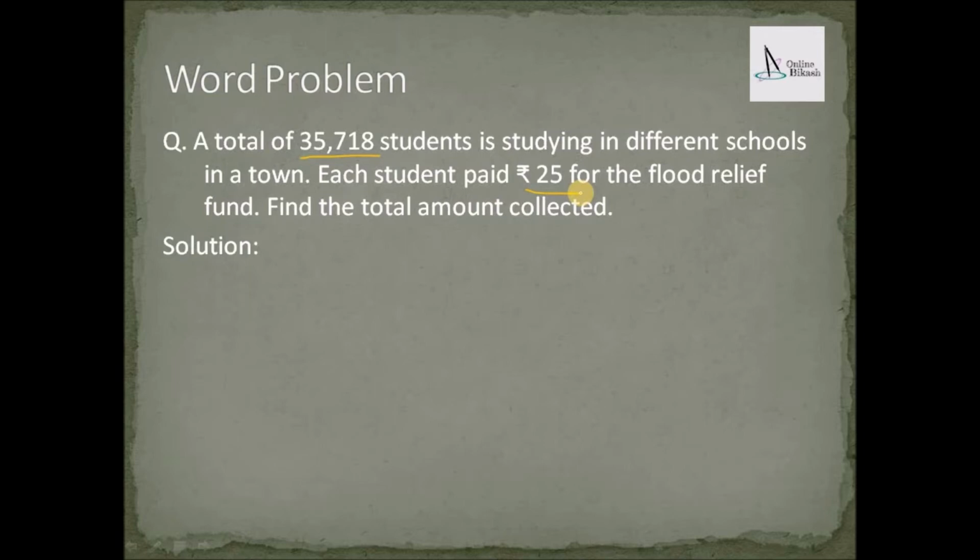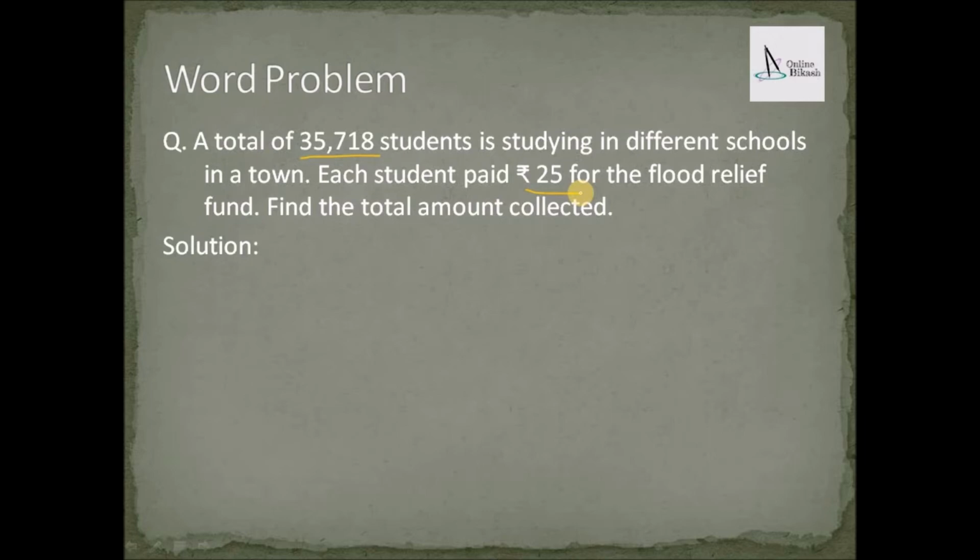35,718. One student gave rupees 25, second student gave rupees 25, third student gave rupees 25, and so on. Okay, so how many rupees 25 has been given? 35,718 students were there, so everybody is giving rupees 25, 25, 25. So it is also repeated addition. So in this case also we will do multiplication.